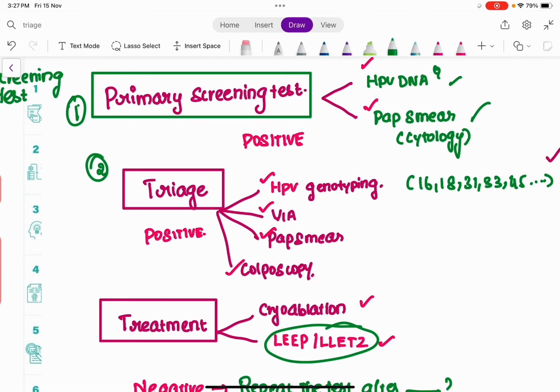If both tests come out to be positive, you can do the treatment based on the reports of both tests. Right? If, for example, both tests come out to be negative, you have to rescreen the patient and repeat the test after a few years. And that interval is specific to the particular test. For example, the HPV DNA test is repeated after 5 to 10 years in the general population, and after 3 to 5 years in HIV positive females. Similarly, pap smear is repeated after 3 years. So with respect to the particular test, the rescreen time will vary.